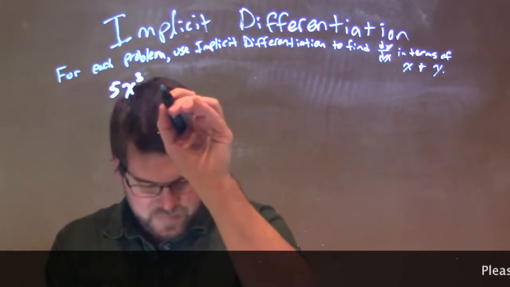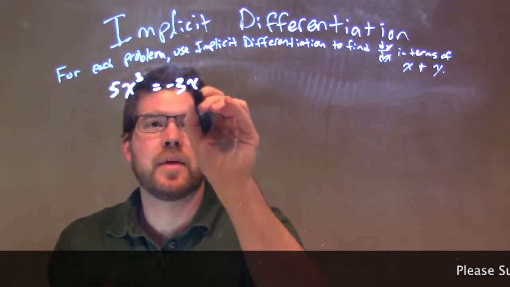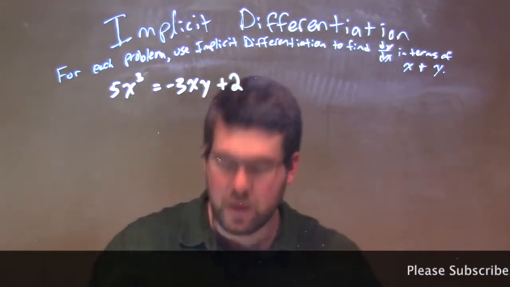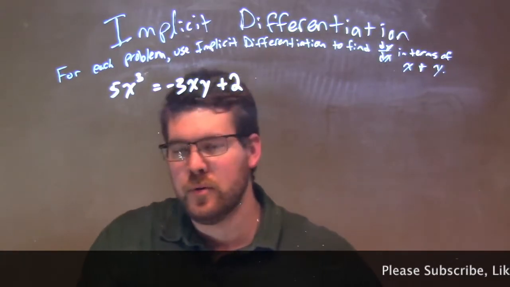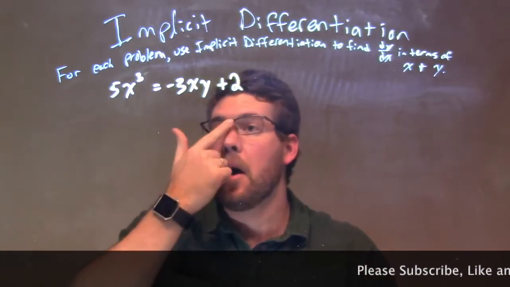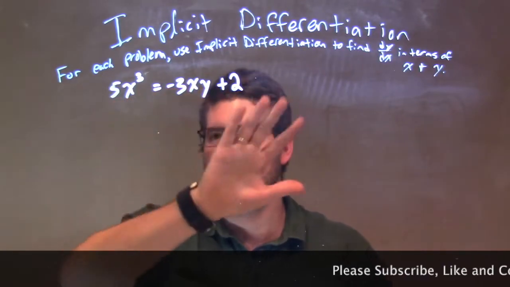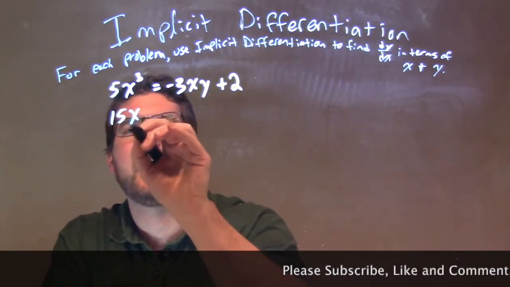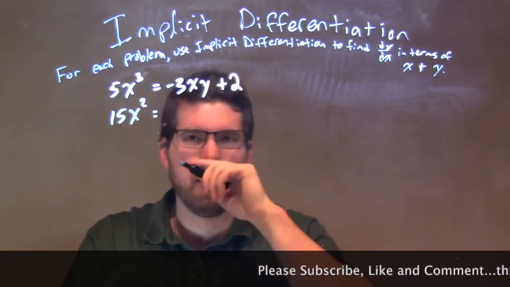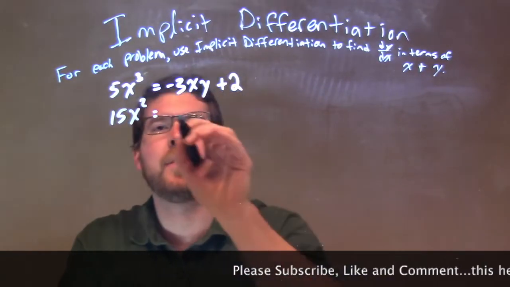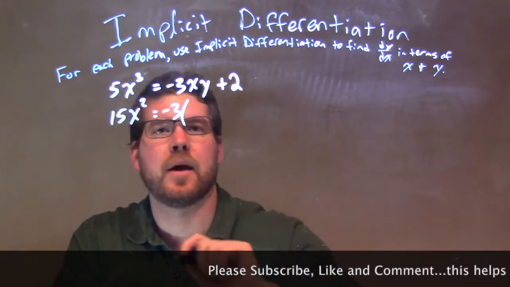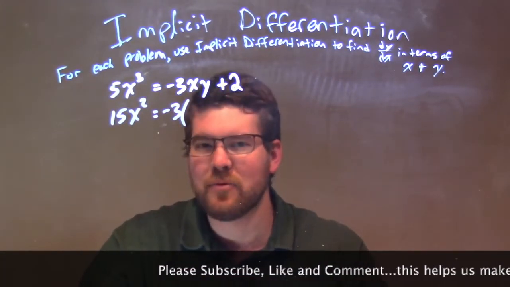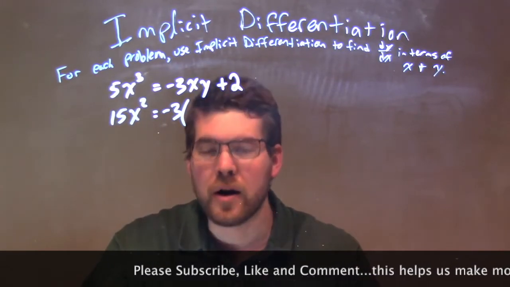5x to the third equals a negative 3xy plus 2. Well, what I want to do here is derive this using implicit differentiation. The power rule comes down, 3 times 5 is 15x squared is equal to, now this one's a little tricky, so I'm going to leave the negative 3 out front, and I have x times y, so what I actually have to do here is apply the product rule.